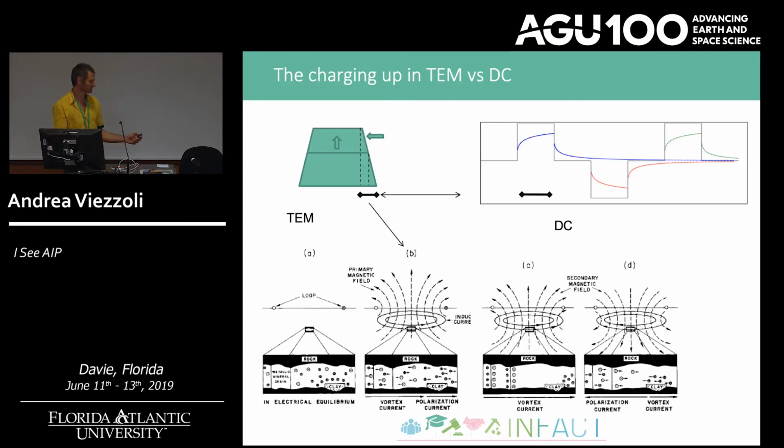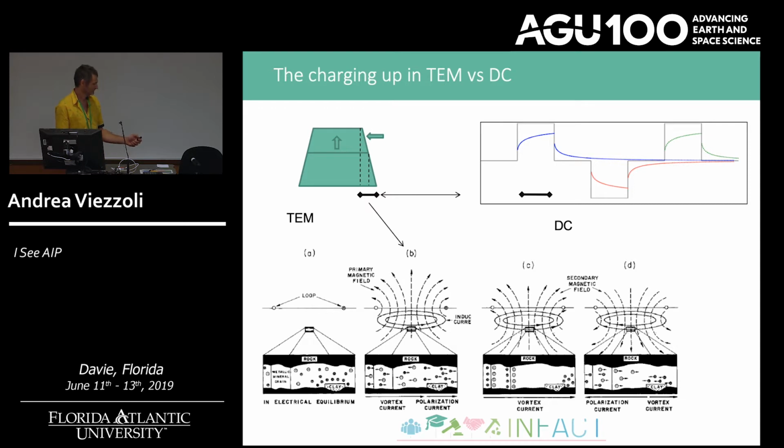Another fundamental difference between ground and airborne IP is that in a ground IP survey, you're charging the ground up here. In an airborne EM survey, you're charging the ground up only whilst you're driving the current down. And that is a very significant difference. It has implications in terms of what type of frequencies we can actually excite, and why different systems show different levels or different IP signatures in the data space, depending on their waveforms.